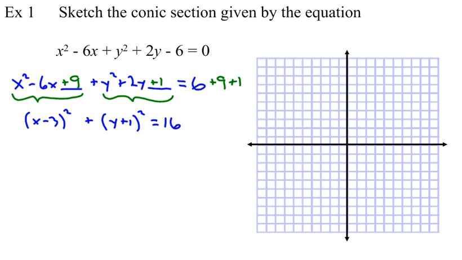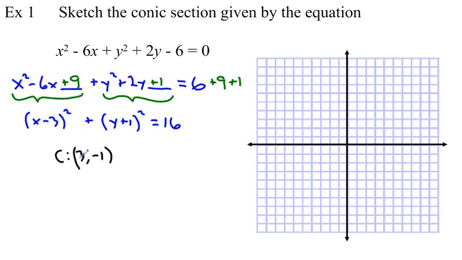So now this is the exact same equation that we started with. It's just written in a different form. It's written in standard form. It makes it so we can tell right away what the center is, right away what the radius is. Okay, so let's answer our questions here. So the center of this circle is going to be 3 and negative 1.